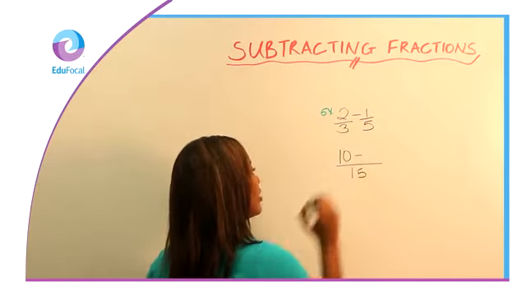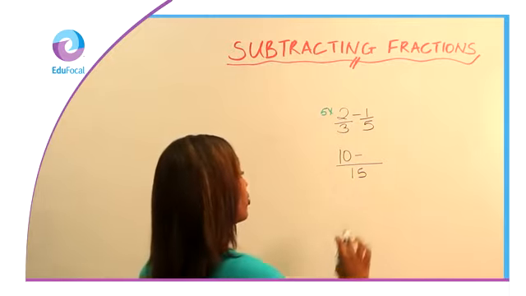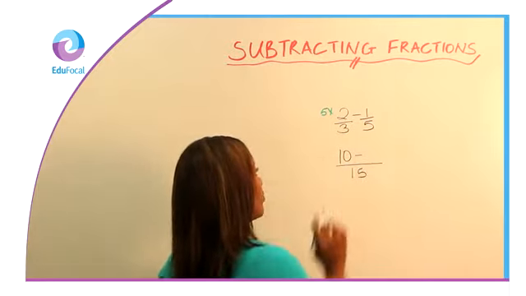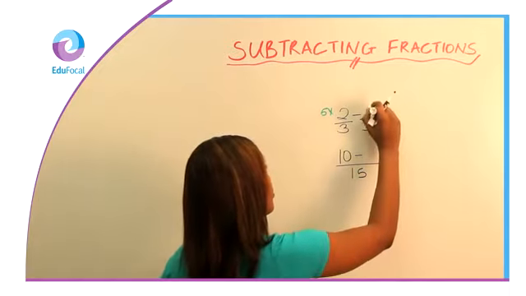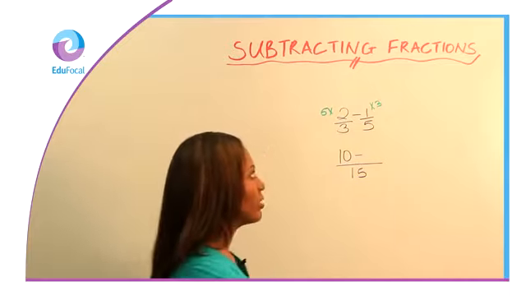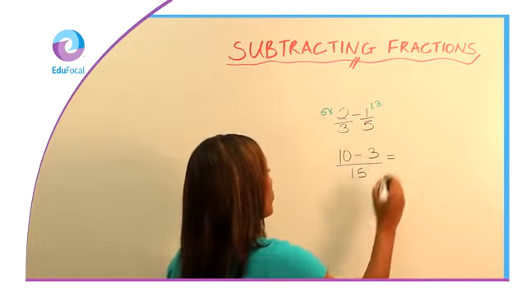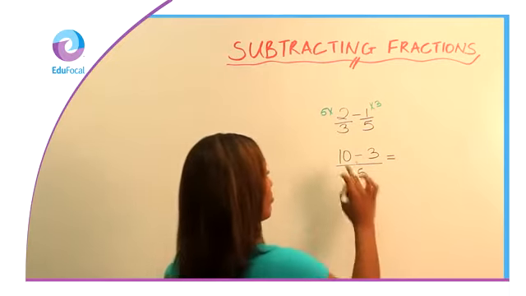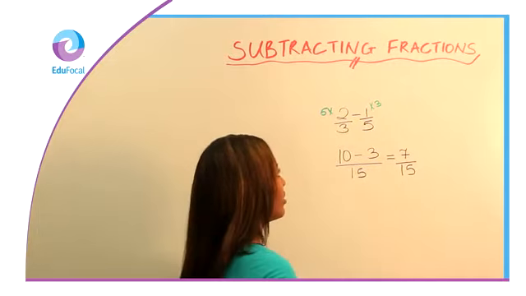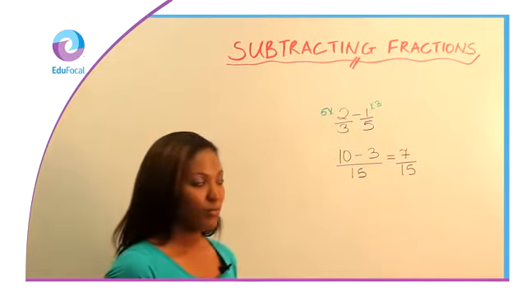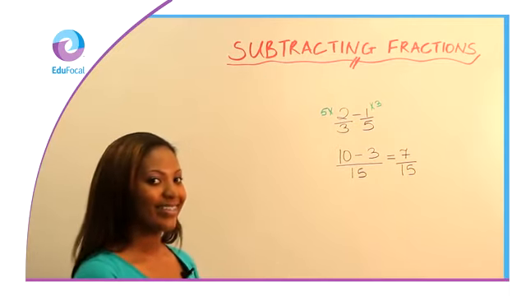However, you put a minus sign. And then you do the same for the second fraction. 15 divided by 5 is 3. You take that answer and multiply it by the numerator of the second fraction. 1 times 3, 3. And from there on, it's easy. 10 minus 3 will be 7 over 15. And that's your answer. That's how you subtract fractions with different denominators.